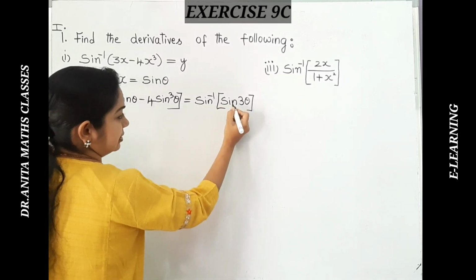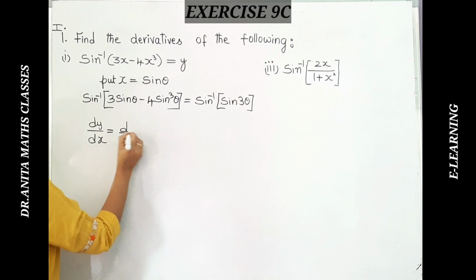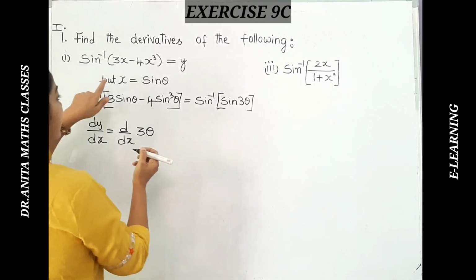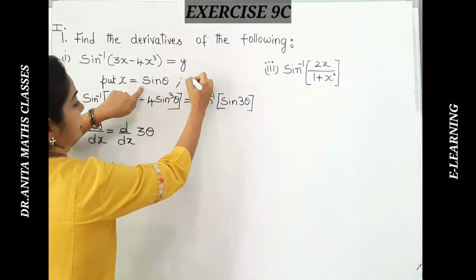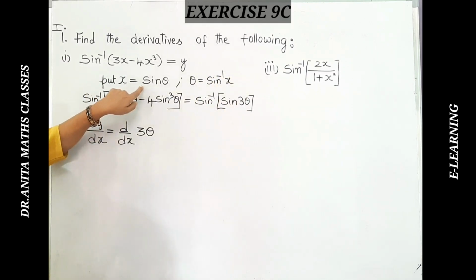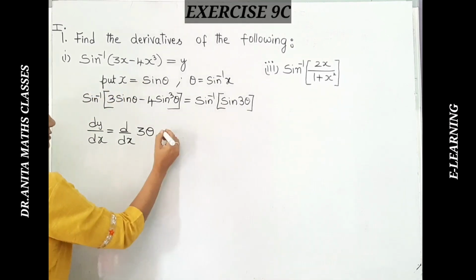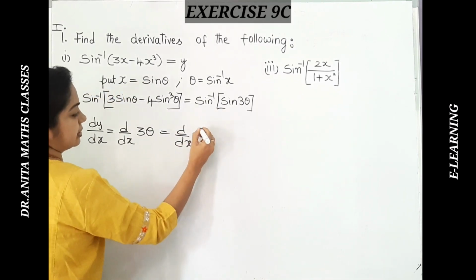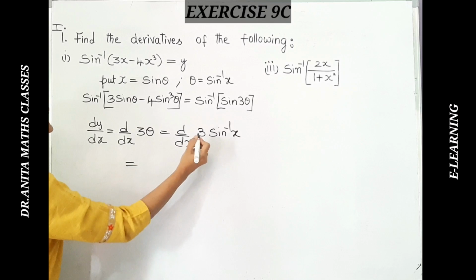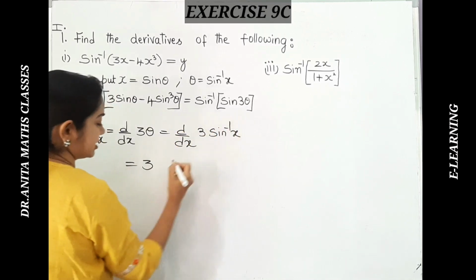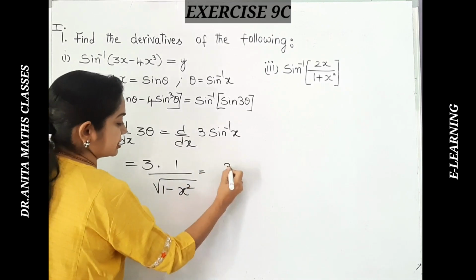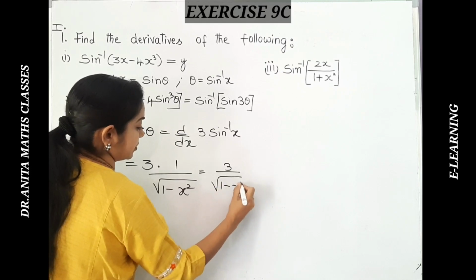Here sine inverse and sine go off and we get d by dx of 3 theta. Here when you are supposing x as sine theta, so theta will become sine inverse x, isn't it? Yes. Shifting to the other side, so that we will substitute d by dx of 3 sine inverse of x. So that constant comes out and derivative of sine inverse x is equal to 1 upon under root 1 minus x square. So this is 3 by under root 1 minus x square.